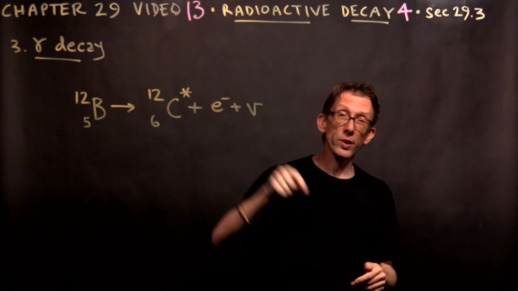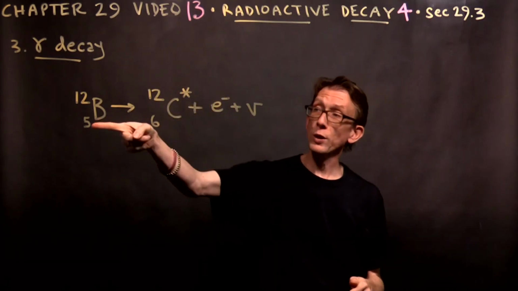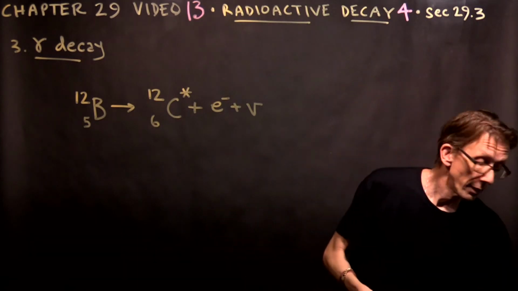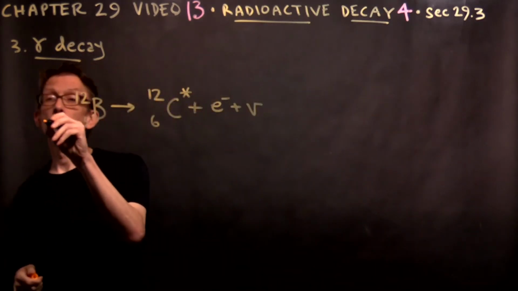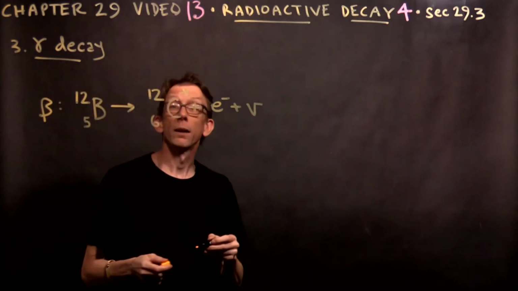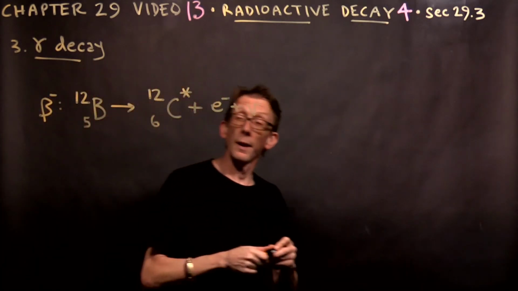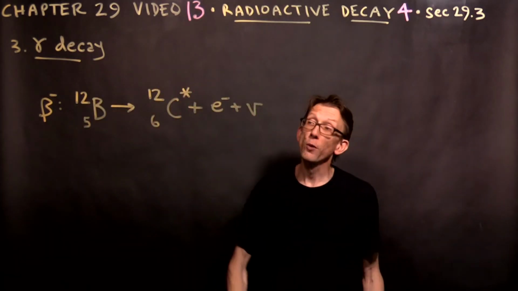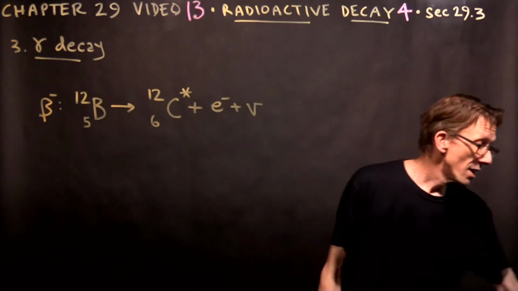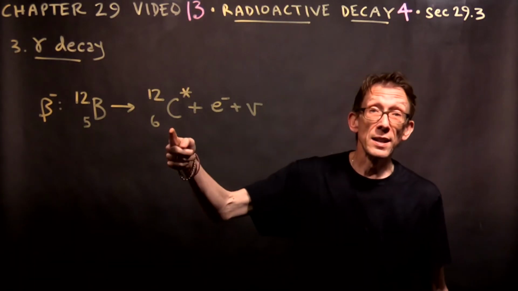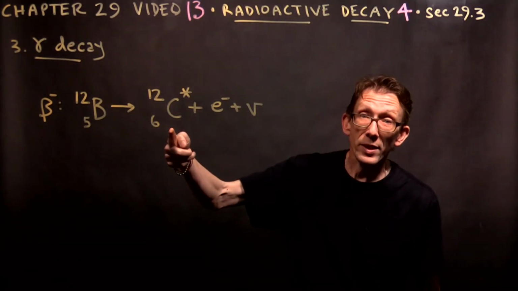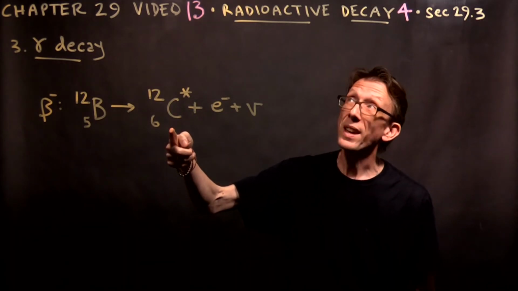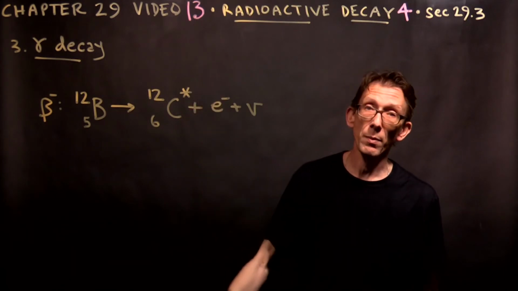And this star you see indicates that when boron-12 becomes carbon-12 through negative beta decay, make sure this is clear in your notes, the carbon-12 is initially not in its ground state. It's in an excited state. The nucleus itself is in an excited state. That's what the star means.